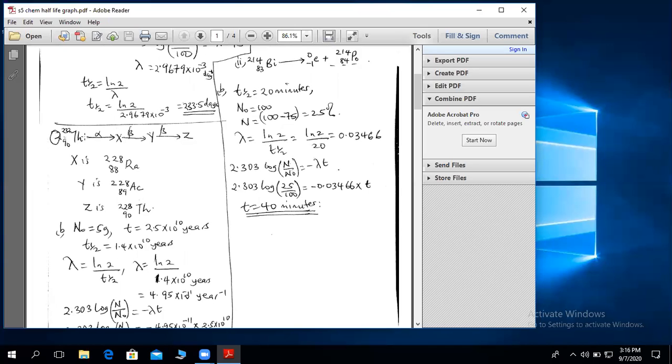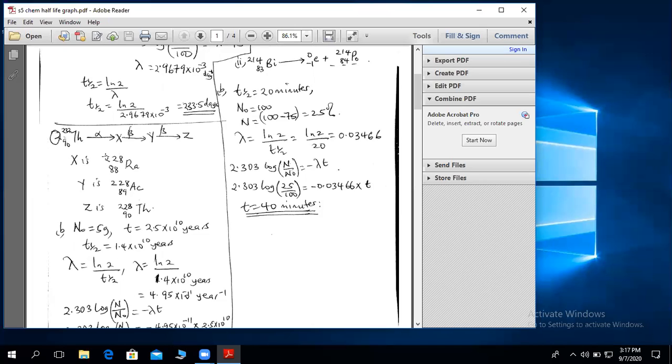If it is emitted here, it means it should be added on the right-hand side. So when you add this alpha particle, helium particle, plus 4 here, plus 2 on the atomic number, it still gives you this. Now, it is this X that has been formed that is going to emit a beta particle.